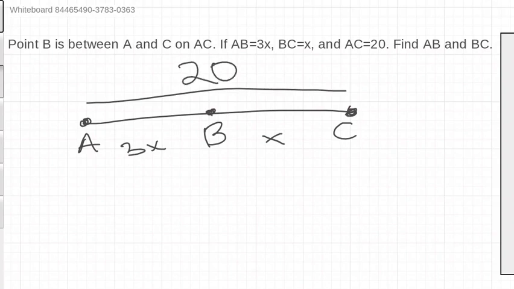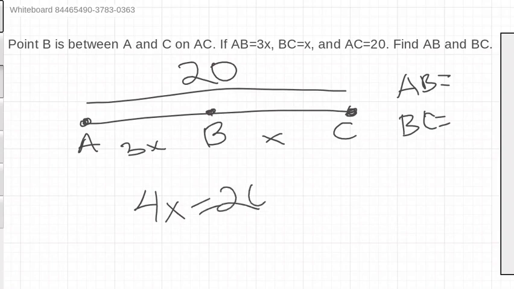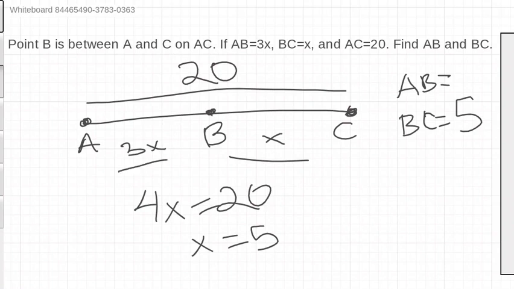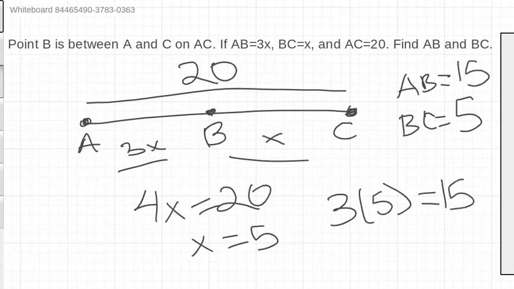So now we've got to find AB and BC. Same thing, we would do 3x plus x equals 20. Just going to write out our little answers. So 3x plus x equals 20, which is just 4x equals 20, and x equals 5. So we have our BC answer because BC is only x. But AB is 3x, meaning that it's 3 times 5, which is just 15. So AB is 15.